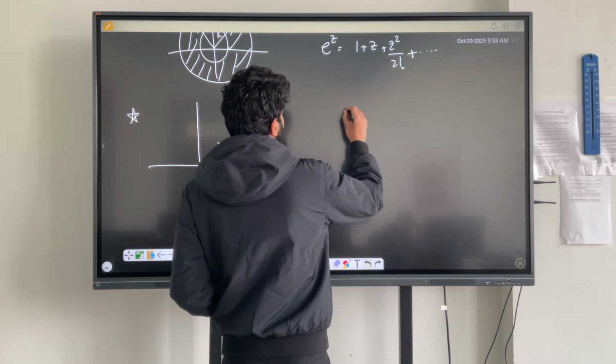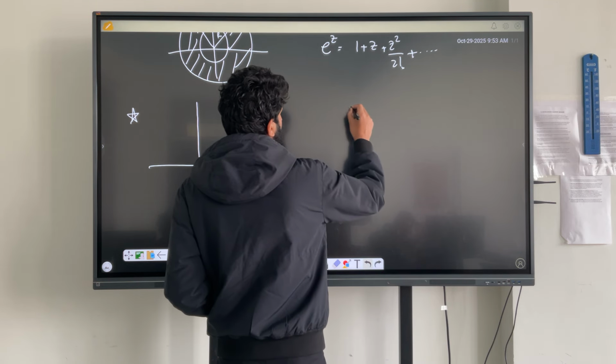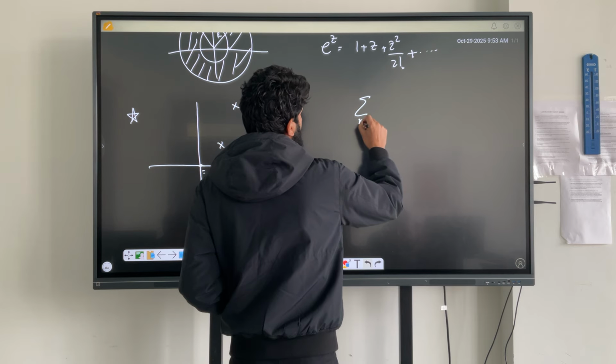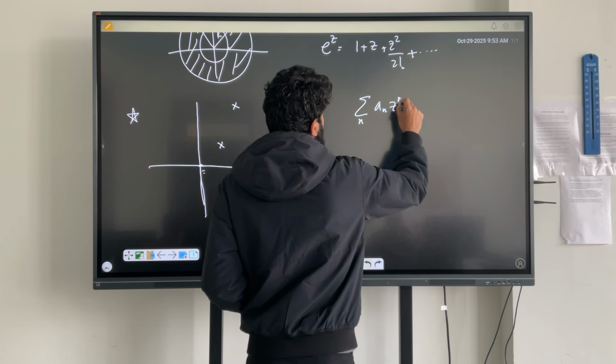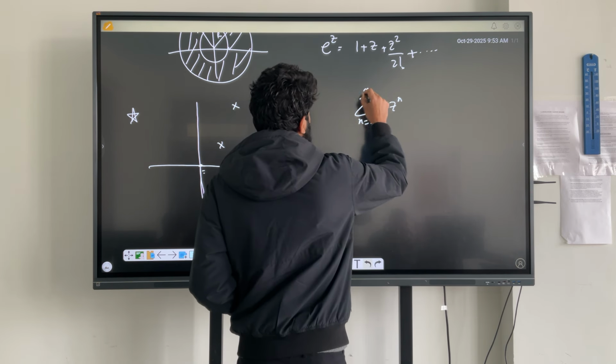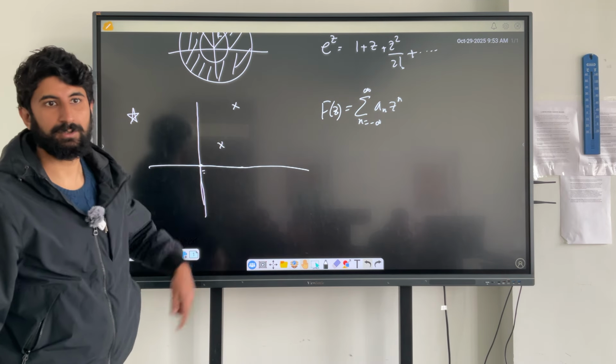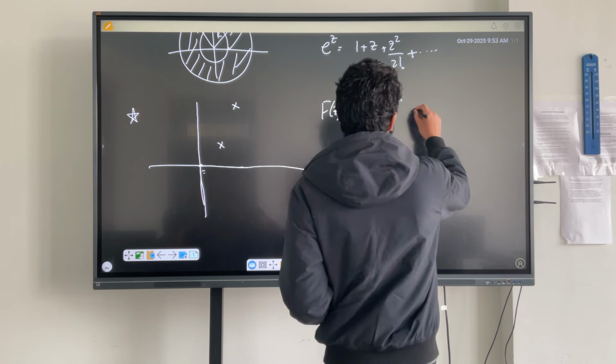What is the Laurent series? I have the sum over n of a n z to the power n, where n runs from minus infinity to infinity. This is my f of z, around z equal to 0. And a n are given by what?